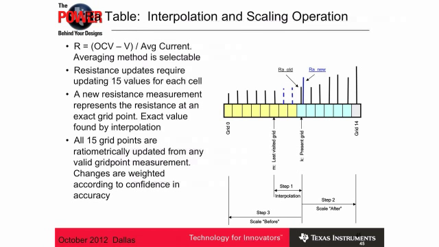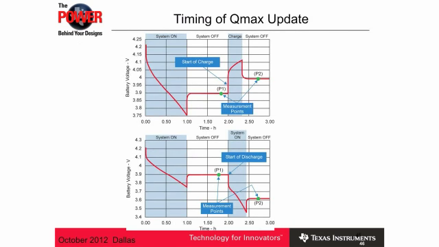Okay, so here's that picture of how we get the Qmax update. What we're looking at here is a discharge and a relax, and then a charge and a relax. So this is what we call updating on the charge. We had a nice relaxation here, and we took a voltage measurement there, and we looked up the state of charge in our table. And then we had a charge happen. And then it stopped, and then we had a relaxation.